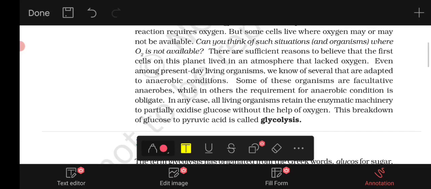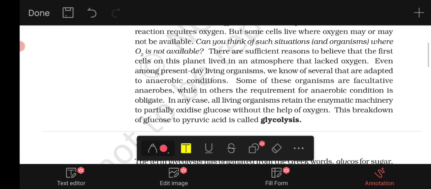Even among present day living organisms, we know of several that are adapted to anaerobic conditions. Some of these organisms are facultative anaerobes, which means they are generally aerobes, but they can live even without oxygen, just like mycoplasma, the smallest living cell, which is a bacterium. It lacks a cell wall and it is a facultative anaerobe. It is born as an aerobe, but it can live without oxygen. And in some, the requirement for anaerobic condition is obligate. They are called obligate anaerobes. They cannot survive in the presence of oxygen. They require completely anaerobic conditions.